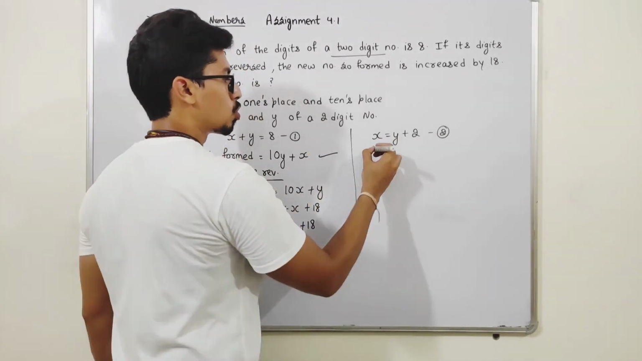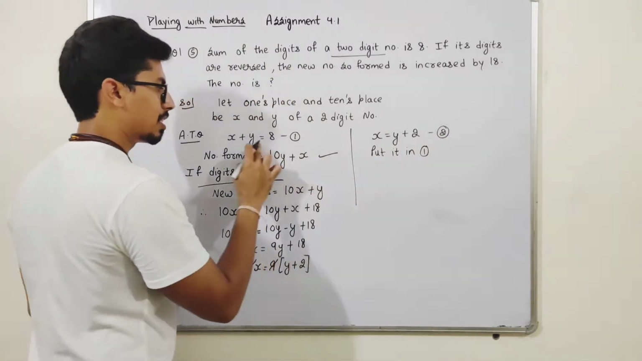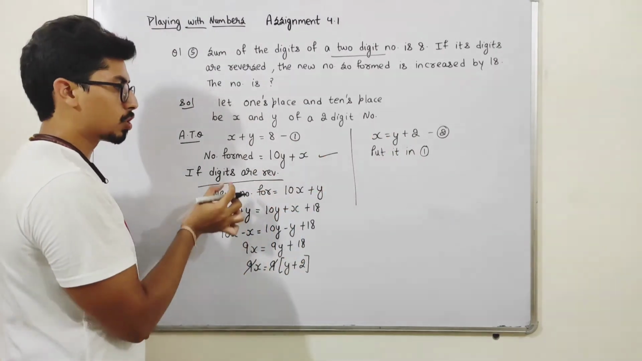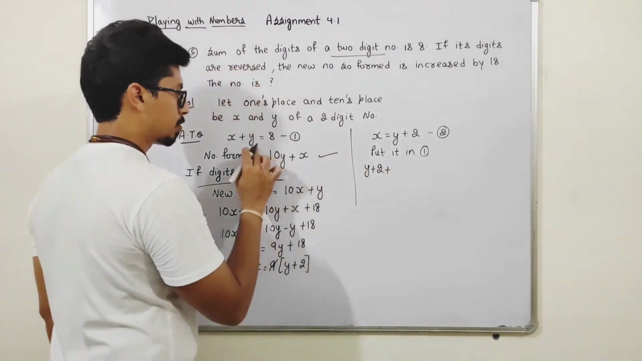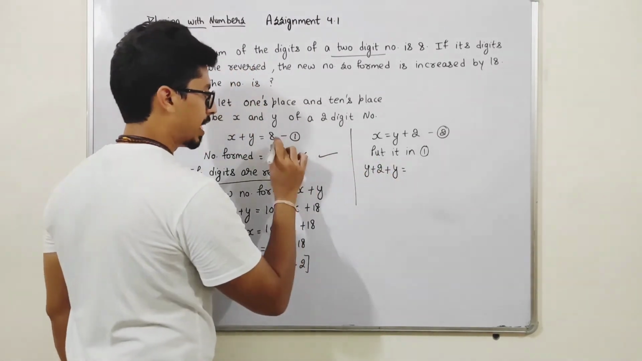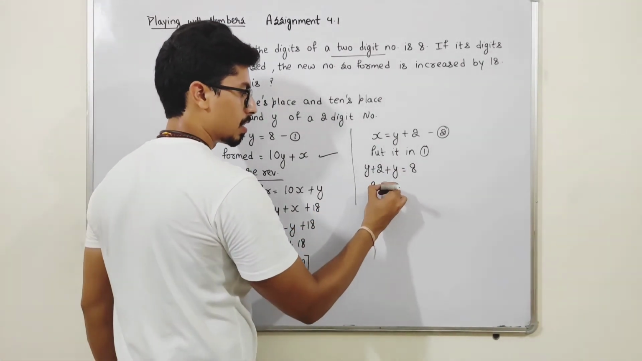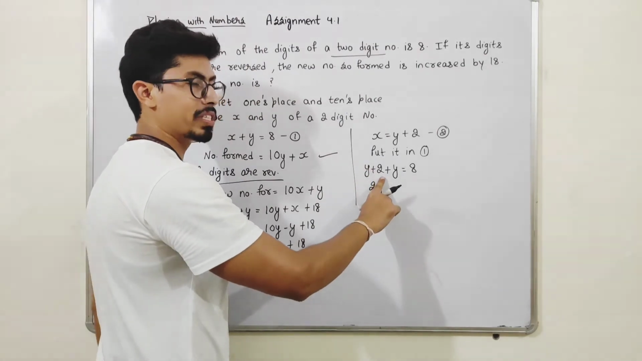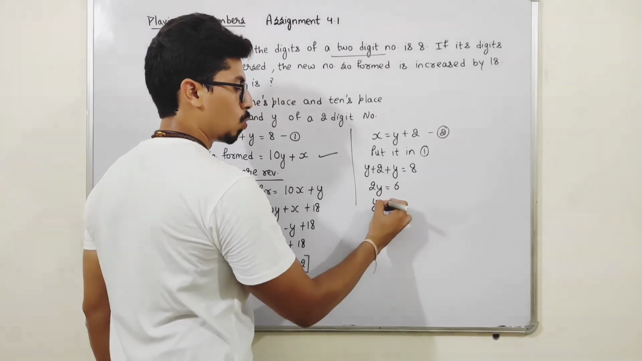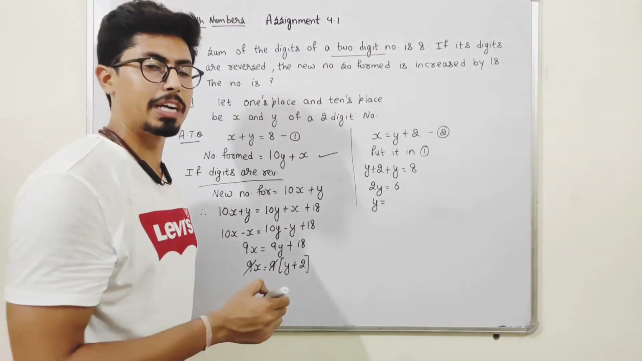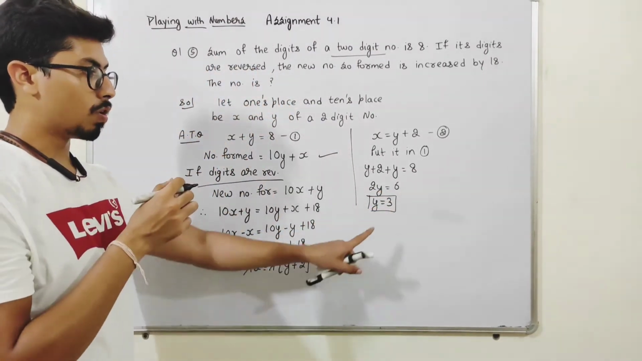See, the value of x is y plus 2. I can put it in equation 1. So if I put it here, x is equal to y plus 2. So put the value of x: y plus 2 plus y is equal to 8. It is given. Okay. So y plus y is 2y. See, 8 as it is. 2 is in addition. When it goes here, it will be in subtraction. So 8 minus 2 is 6. 2 is in multiplication. When it goes down, it will be in division. 6 divided by 2 will be 3. Okay. So we got the value of y.